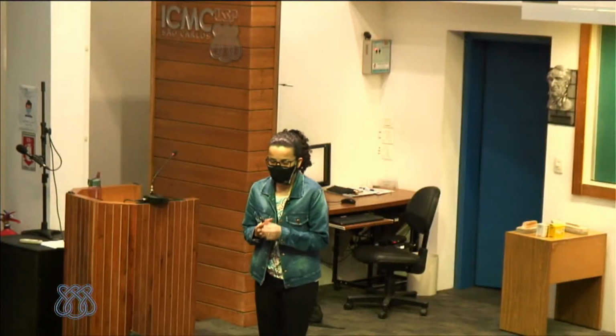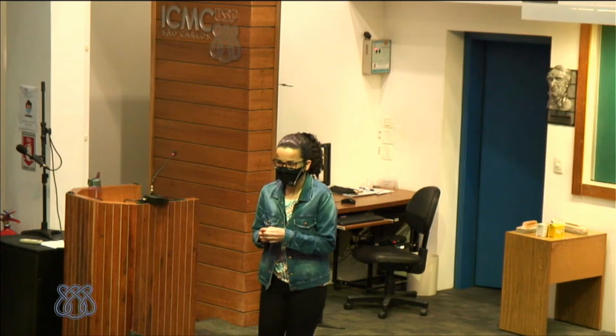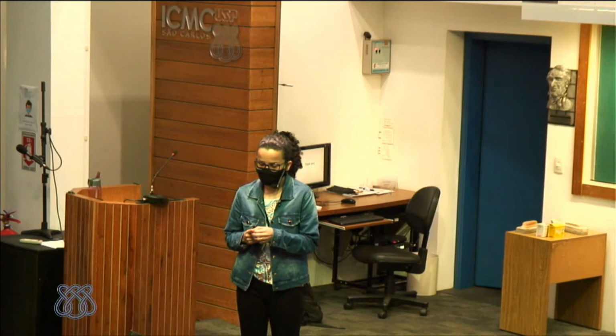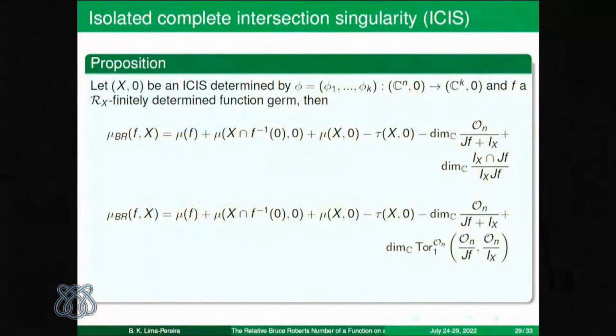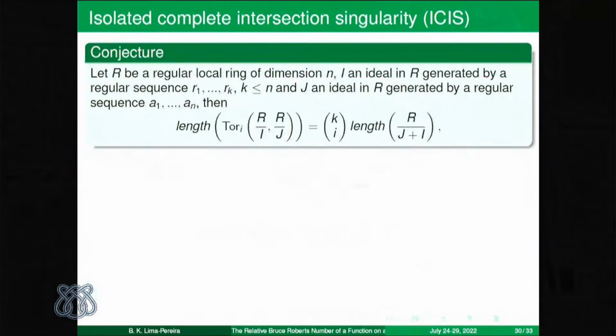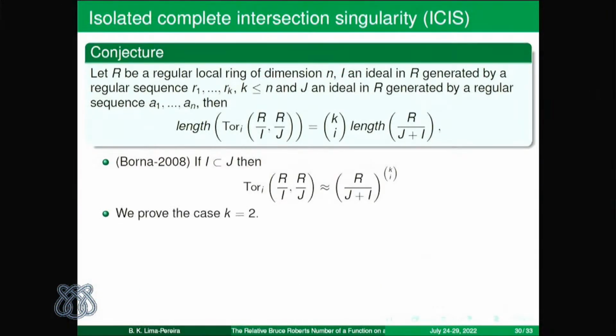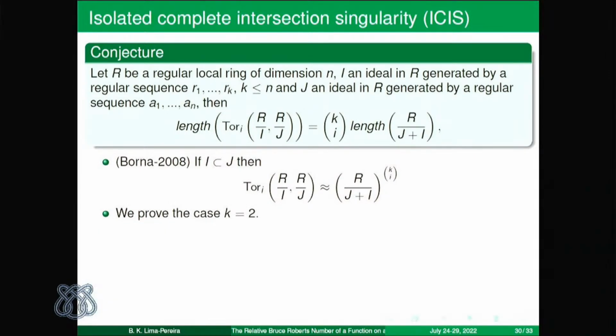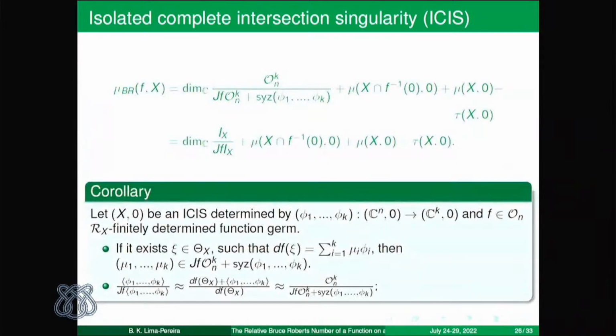Could you repeat, please? Sorry. Yeah, so one of the formulas that you had reduces to, let's see, the relative Bruce-Roberts number is equal to, let's go back to that formula. Here? The relative Bruce-Roberts number. That was in the beginning, I think. Huh? This? No, it's still not the relative Bruce-Roberts number. Ah, relative, okay. I didn't understand.